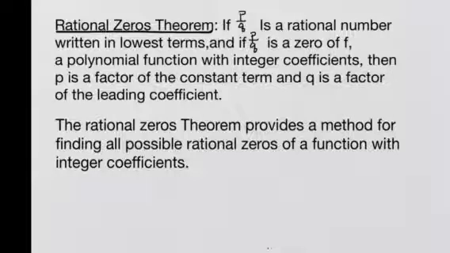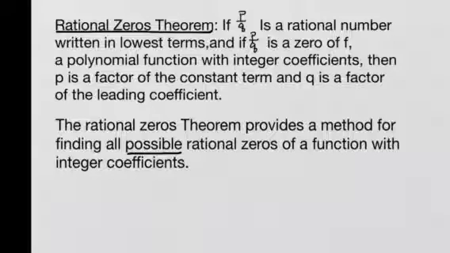The rational zeros theorem states that if p divided by q is a rational number written in lowest terms, and if p divided by q is a zero of the function f, a polynomial function with integer coefficients, then p is a factor of the constant term and q is a factor of the leading coefficient. The rational zeros theorem provides a method for us to find all possible rational zeros. So again, this is all possible rational zeros of a function with integer coefficients.